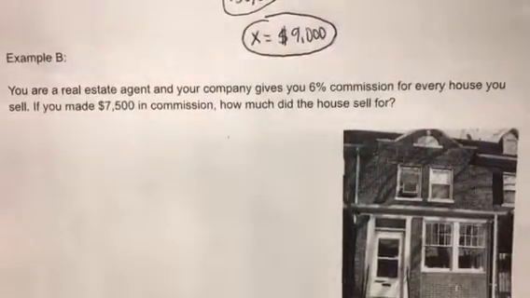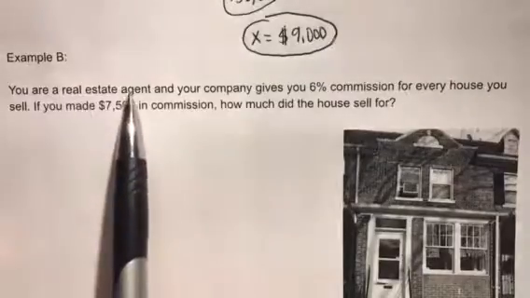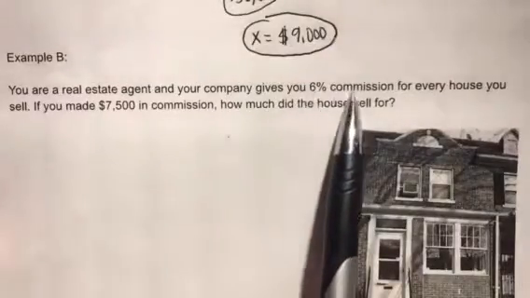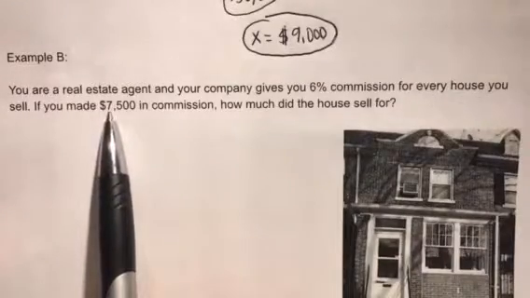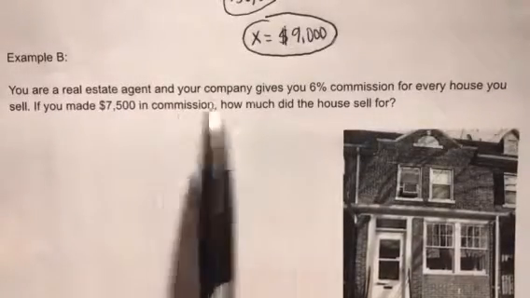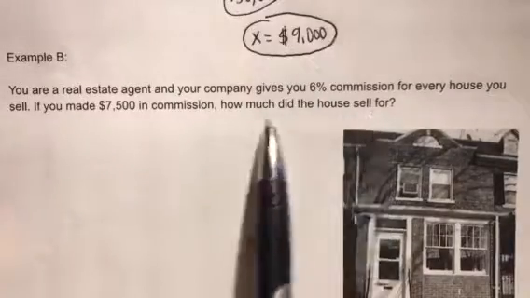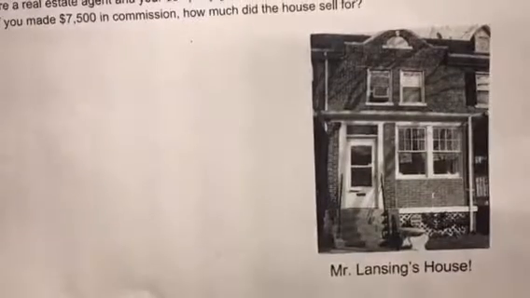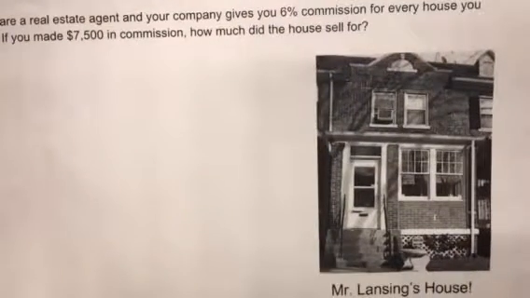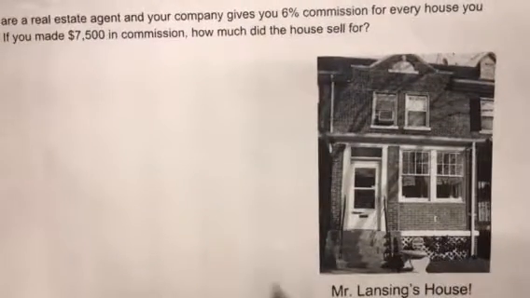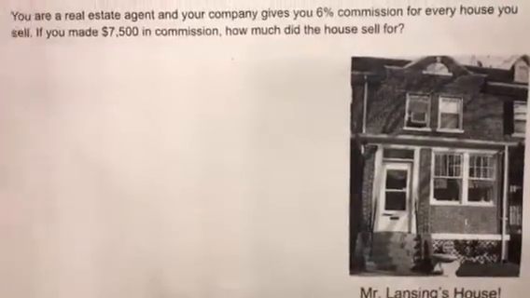Example B. Again, you're a real estate agent and your company gives you 6% commission for every house you sell. If you made $7,500 in commission, how much did the house sell for? Meaning, how much was the total of the house? And I gave you a picture of my house right there that I just moved into in DC last spring. It's a townhouse. So let's say I was selling this house and my realtor made $7,500. Now this is just an example. This is not what actually happened.